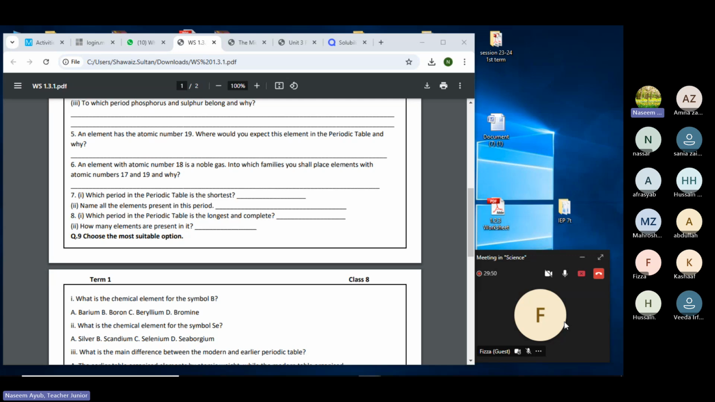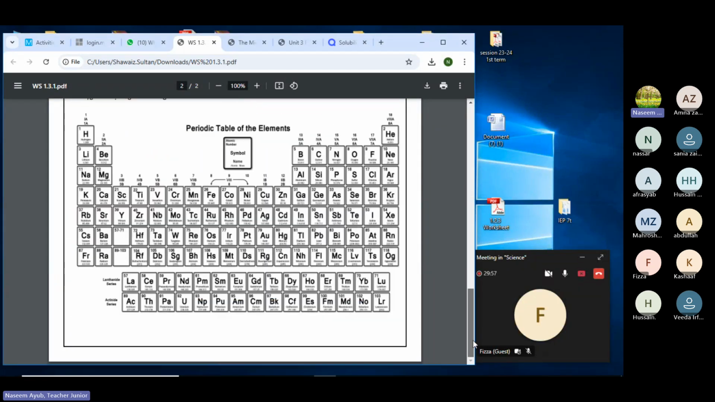Number 8, which period in the periodic table is longest and complete? Just let me tell you, periods 6 and 7, the last 2 periods, have the same 32 elements. But we need to tell which period is completed and which is still in process. The answer would be period 6, because period 7 is still under process.